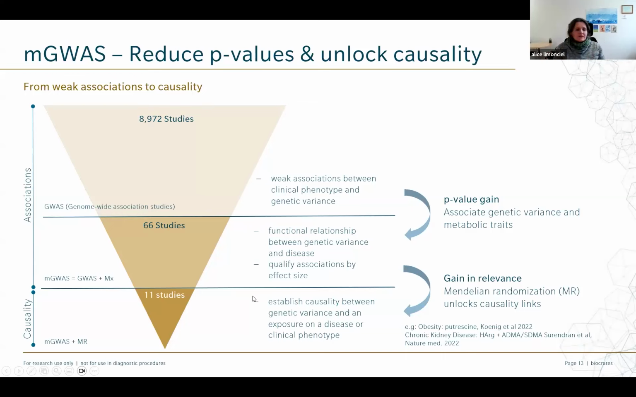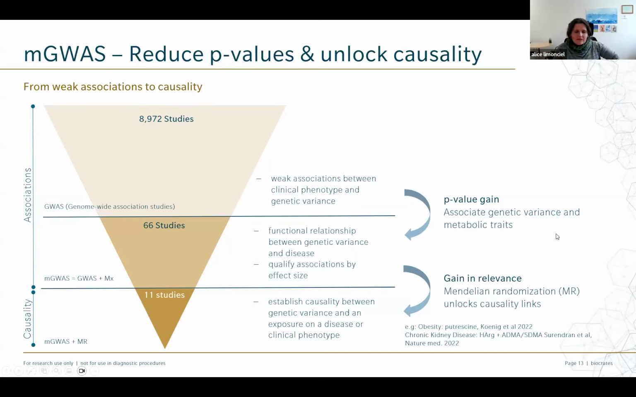And when you add to that Mendelian randomization, which is more and more added to GWAS studies to understand not just associations but also causality: are the metabolites driving the changes, or are the genes driving the metabolite changes?